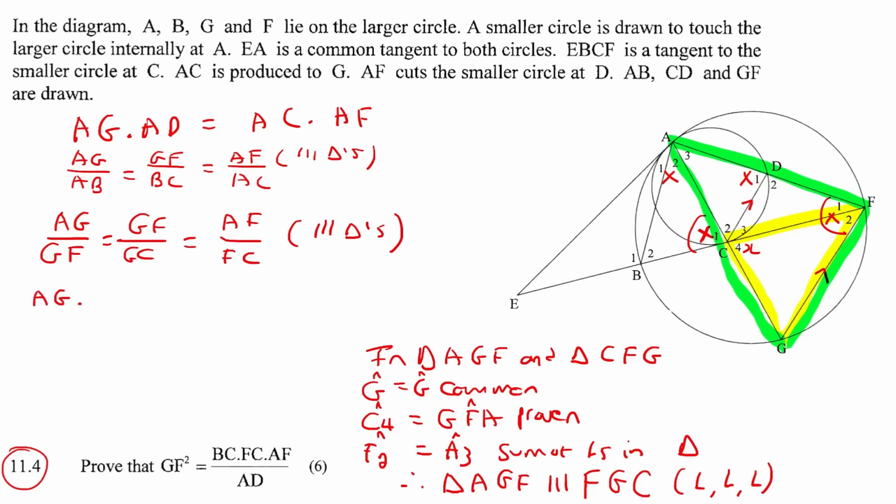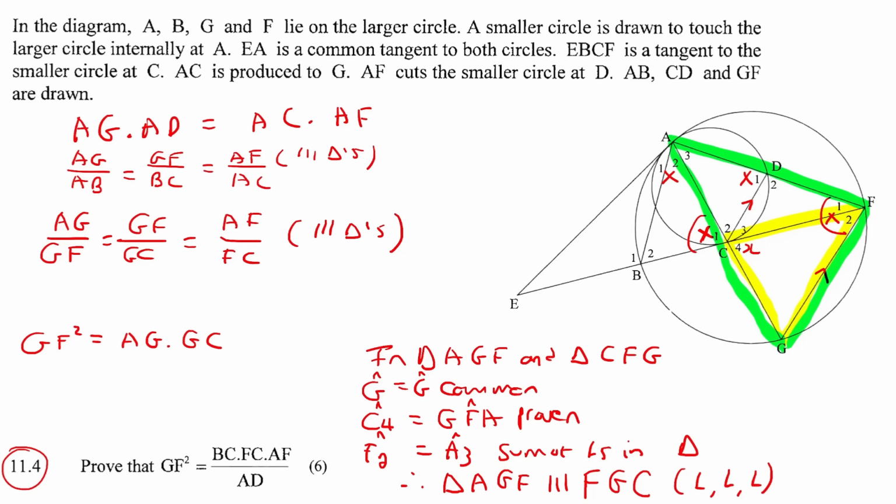So you're going to end up with AG times GC equals GF times GF, and GF times GF is just GF squared. So I just cross multiplied with those. So now we have a GF squared, like we predicted. I'm just going to write it the other way around. So we now have, there is no AG and GC over here, but here we have an AG and GC.